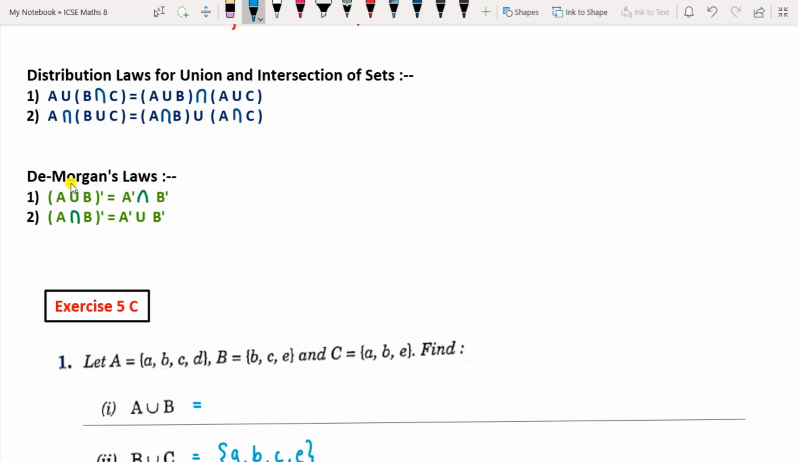These two are called De Morgan's laws. This is (A union B) complement equal to A complement intersection B complement, and the second one is (A intersection B) complement, the whole complement, and here you have to write single complements: A complement union B complement. So for the whole complement, if it is union, then for singles you have to write intersection, and for the whole complement, if it is intersection, then for singles you have to write union. So that is De Morgan's law.